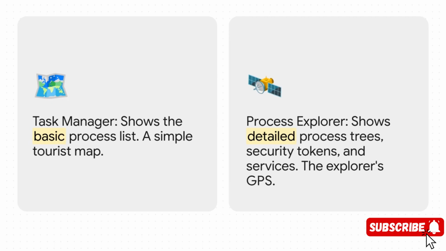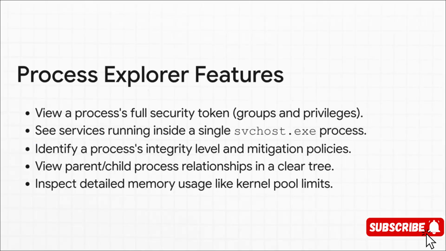It doesn't just give you a flat list of processes. It shows you the parent-child relationships in a tree so you can see what launched what. It reveals detailed security information. It unmasks what's hiding inside those generic host processes. The bottom line is this. Task Manager tells you what is running. Process Explorer tells you how and why. And that depth of information is what really makes it a game changer.